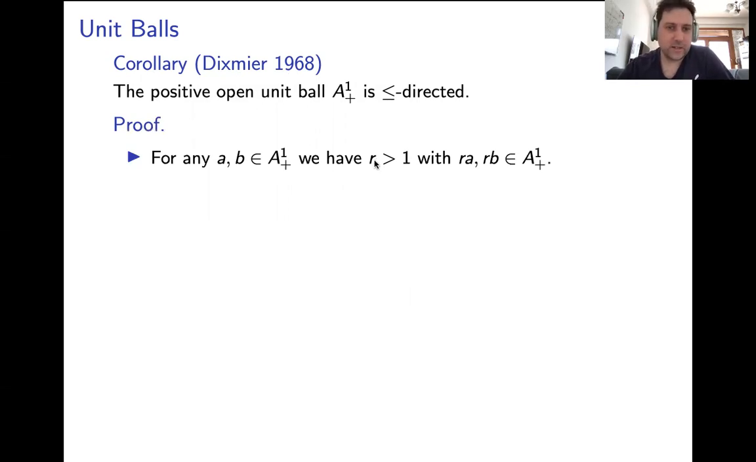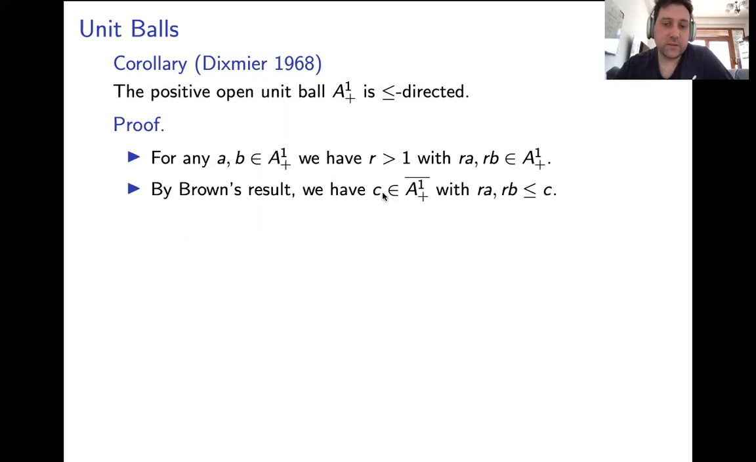Then we can always make them a tiny bit bigger. We just take any R bigger than 1, which is still small enough, right? And again, this will still lie within the positive unit ball. And then, thanks to Brown's result, we know that we have some C in the closed positive unit ball which dominates them. Right? It's fairly easy to see that, I guess I didn't mention this explicitly, but if A is below B, then the same is true if you multiply both sides by any positive scalar, right? I mean, this follows from the fact that the positive elements themselves are closed under multiplication by positive scalars. Okay, so if this is true, then I can multiply both sides by R inverse.